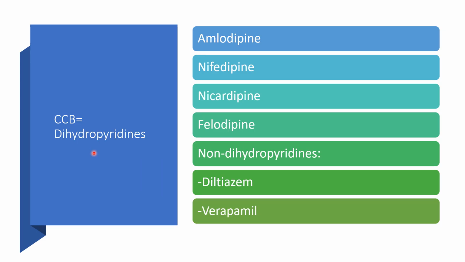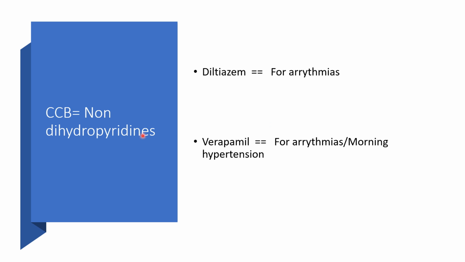Now, calcium channel blocker dihydropyridines: amlodipine. This is pretty popular. Norvasc, nifedipine, pretty popular. Nicardipine in severe hypertension, felodipine. Non-dihydropyridines will be diltiazem and verapamil. Now, diltiazem for arrhythmias, verapamil for arrhythmias and morning hypertension.